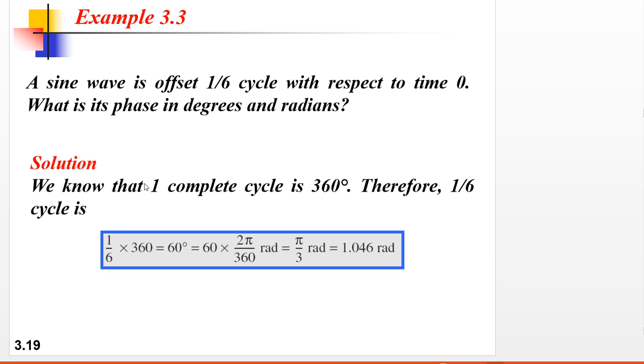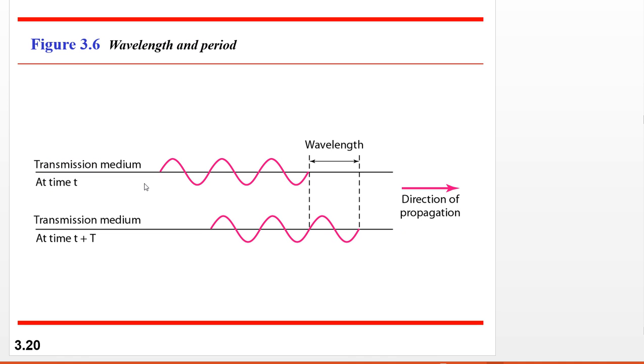You can convert 60 degrees into radians: 60 times 2 pi divided by 360. If you do that, you will get the value in radians, which equals pi by 3 radians, that is 1.046. This is all about phase and the example with phase. Now we have to see a bit about wavelength and the period.